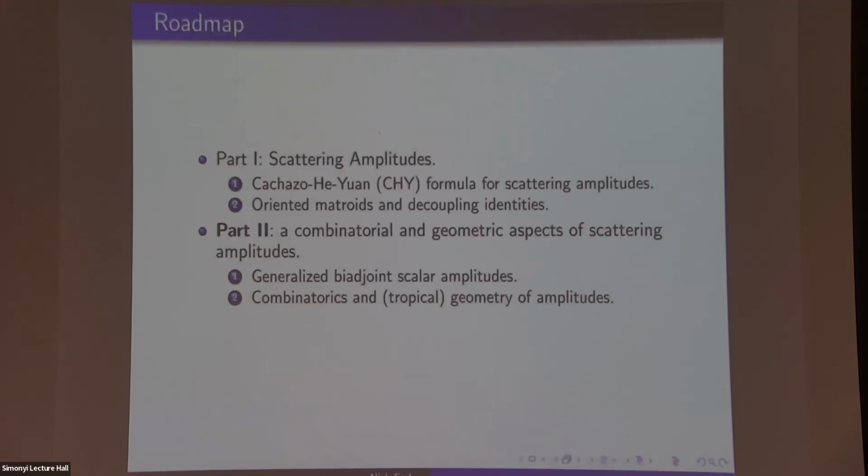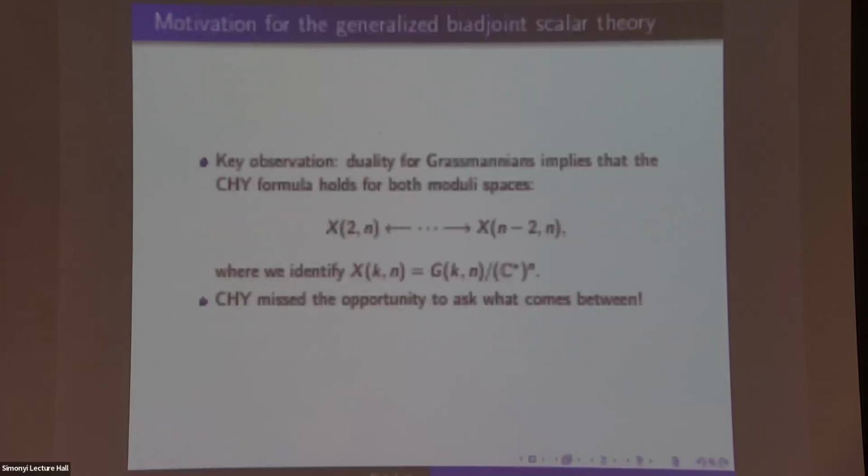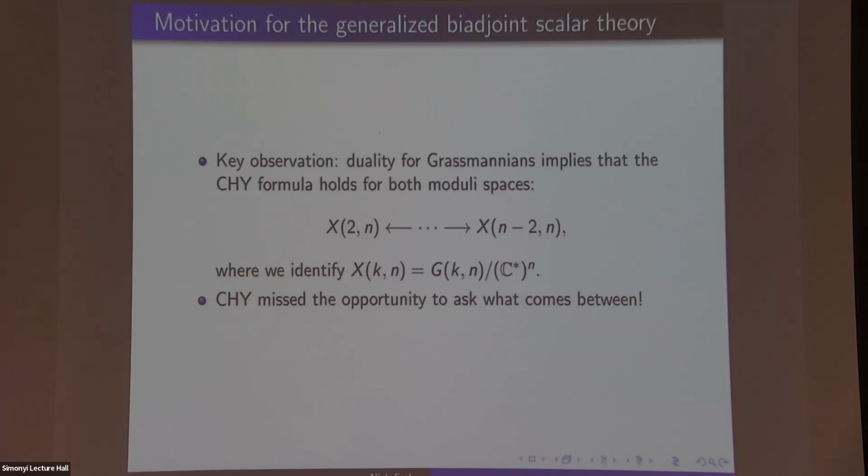So, okay. So part 2, I'm very far behind. But okay, so do it again. Okay, so generalized biadjoint scalar amplitudes and combinatorics and tropical geometry of amplitudes. Okay, so how did we get to this point?